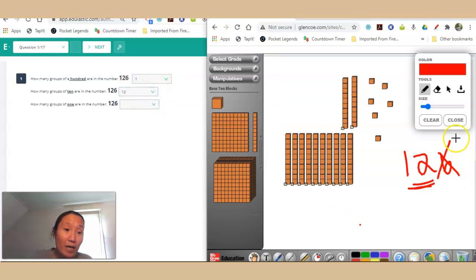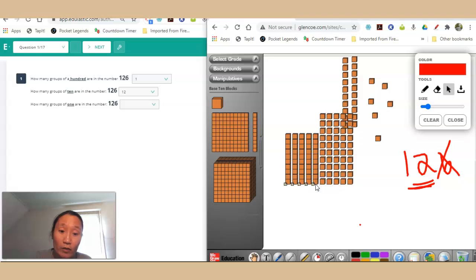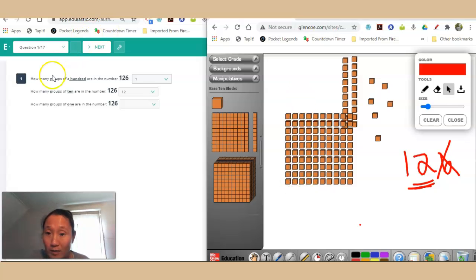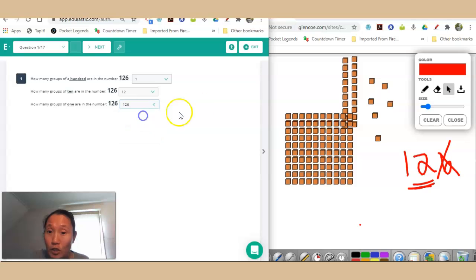Okay? Then it's asking me, how many 1s do I have? Right now I've turned everything into 10s, but I can now turn them into 1s. And guess what? I now have 126 1s, 126 of them if I just bust these apart. So I'm turning them into other things, so I have 126 1s here. Okay, so I can just go ahead and keep working on this.